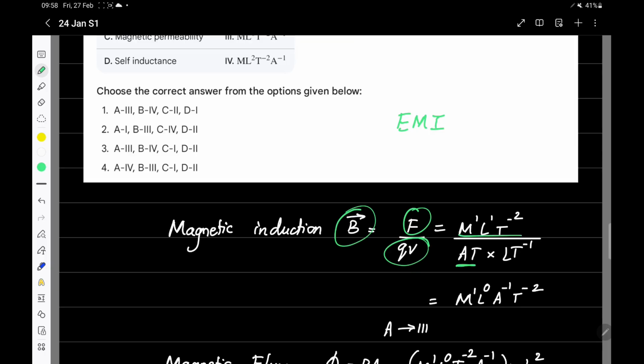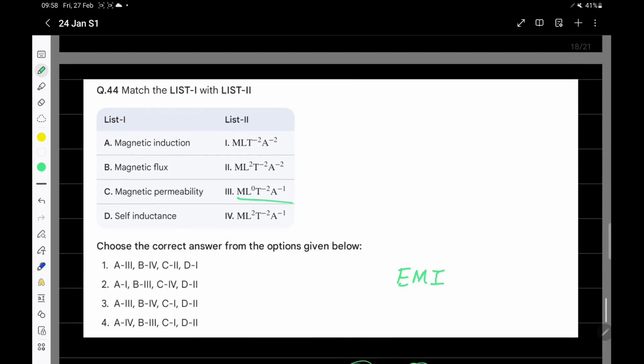The dimension of charge is current into time, so ampere into time power 1. And the dimension of velocity is L power 1, T power minus 1. If you calculate this, it will come out to be M power 1, L power 0, A power minus 1, T power minus 2, which matches with the third dimensions in the list 2.